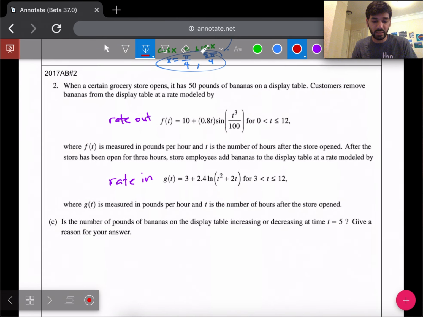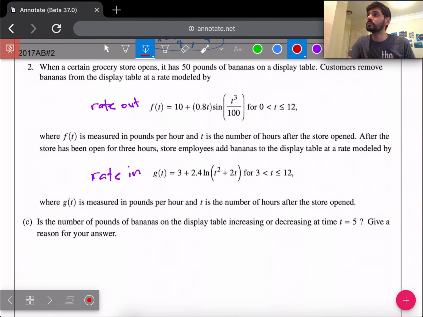Okay, number 2017, number 2. This problem is a traditional rate in, rate out problem where it gives you two rates. One rate is something being added to something, the rate at which something is being put into something. And then the other rate is something being taken out. And this is a very fundamental application of many things in the real world, of things changing. Okay, so this one is talking about pounds of bananas at a grocery store on a display table.